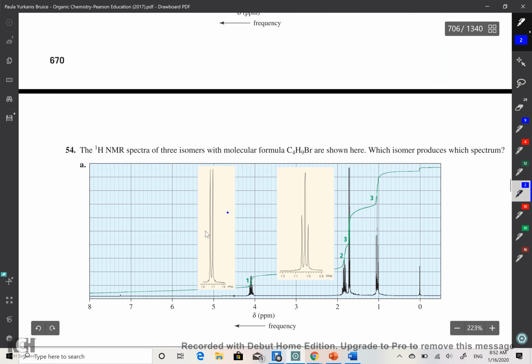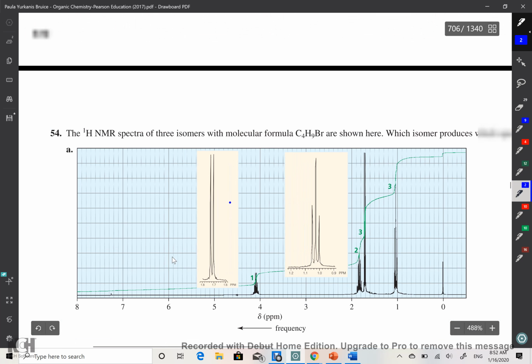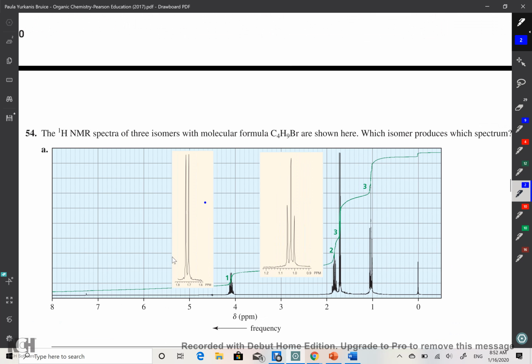So let's look at number 54 from your textbook, guys. I don't know if you guys will have it in front of you. It says we have the proton NMR spectrums of 3 isomers with molecular formula C4H9Br. Which isomer produces which spectrum?